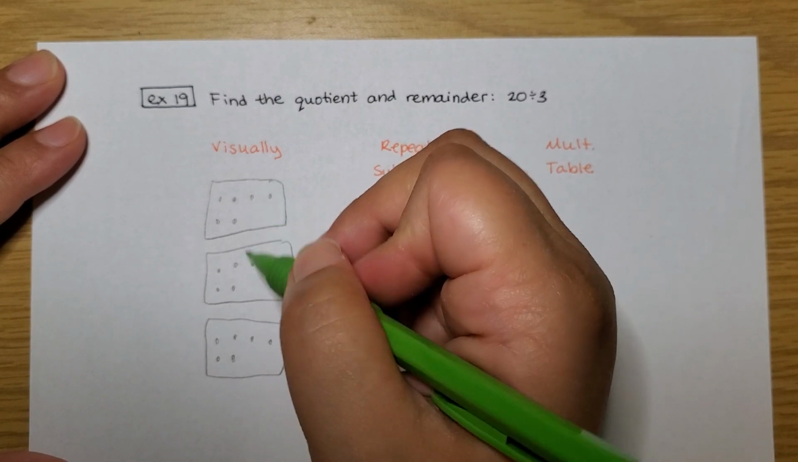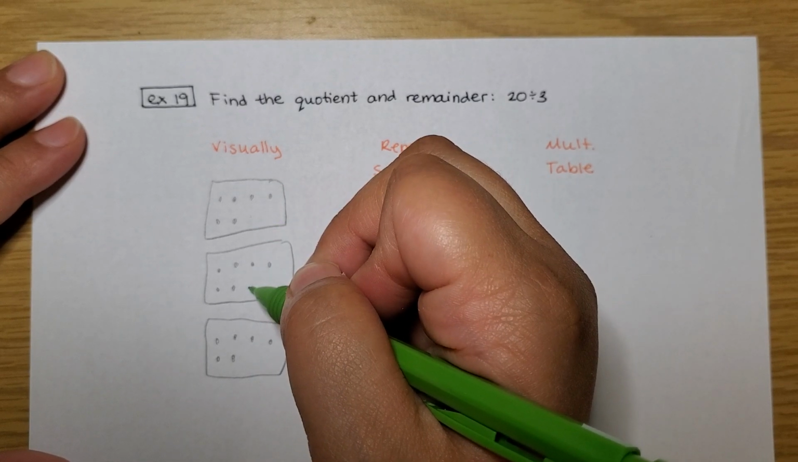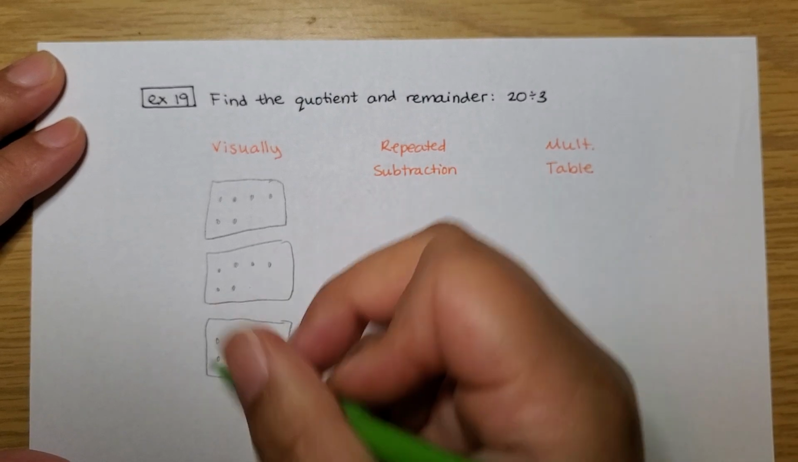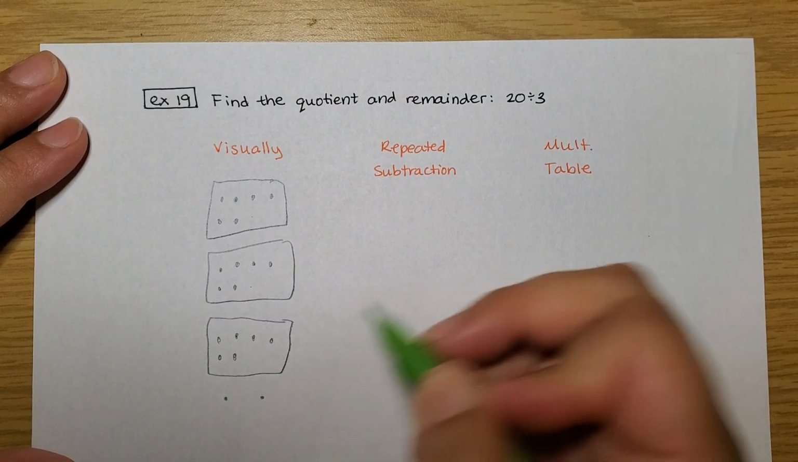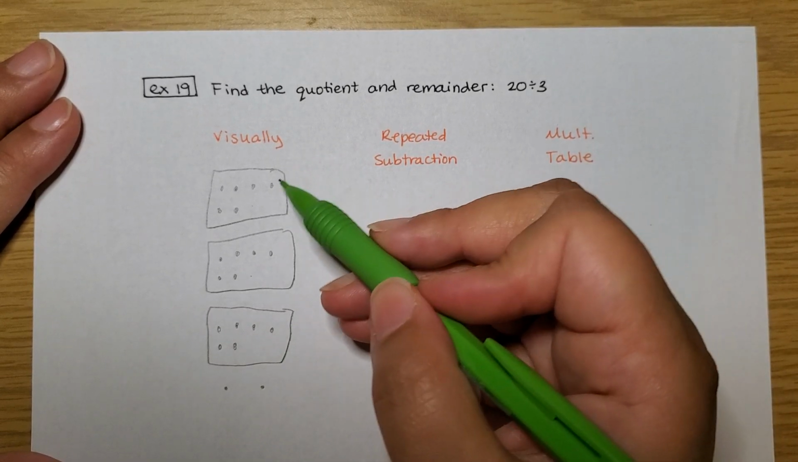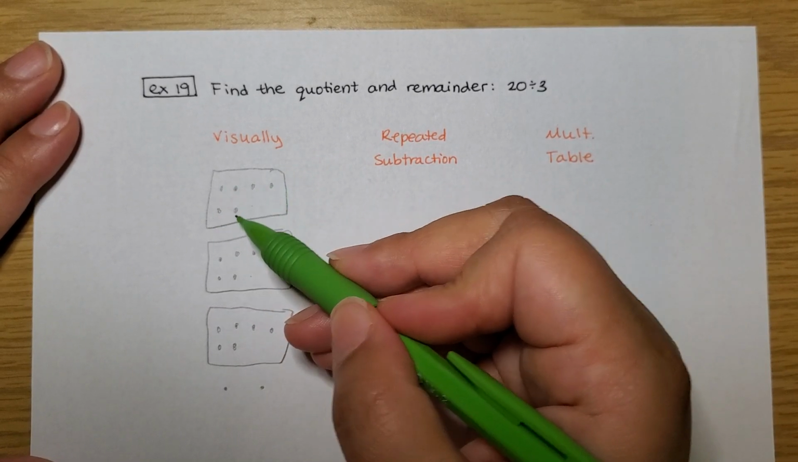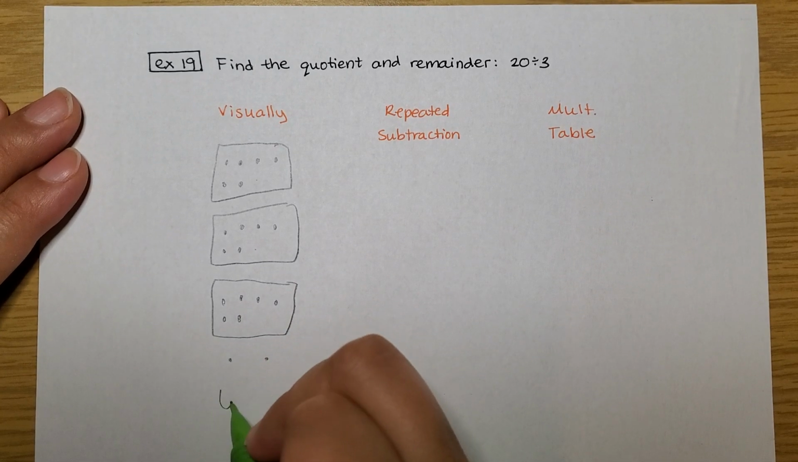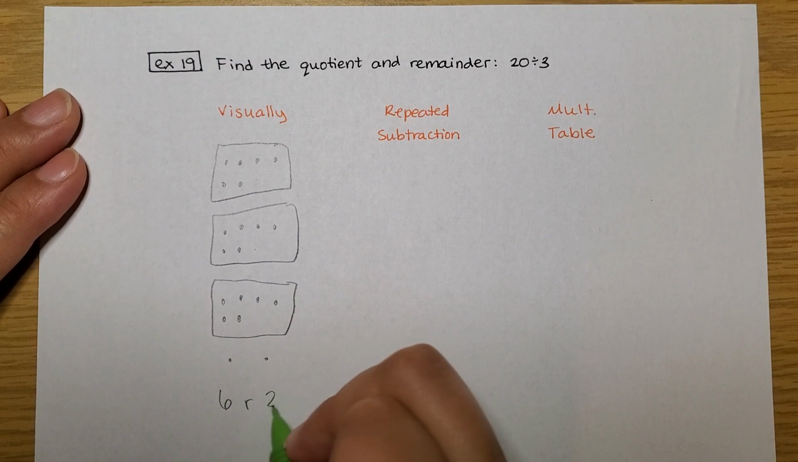And if I did 19, 20, I would be done. So this last group would be missing out. So there are 2 dots that couldn't get sorted. So each of my 3 groups has 1, 2, 3, 4, 5, 6. And we had a remainder of 2 at the end.